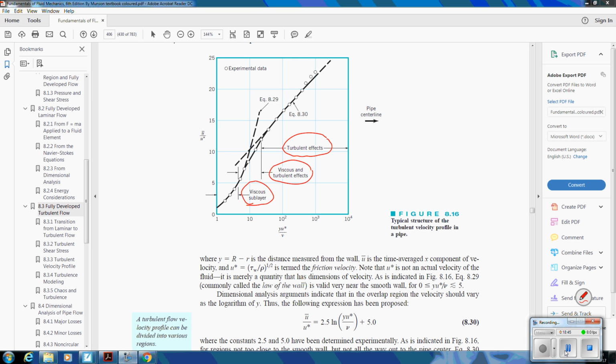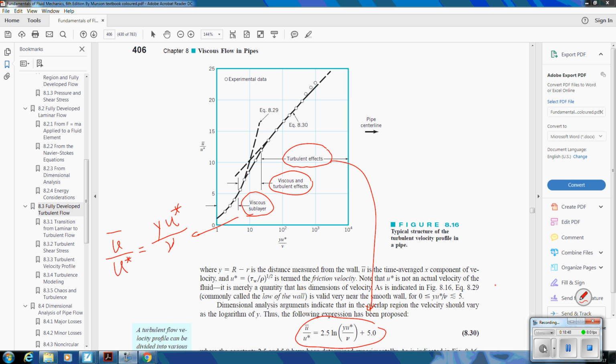And in the viscous layer, the dominating equation is this: u bar over u star equals y u star over mu. And in the viscous sublayer, we say that it is approximated to be a linear relationship. And at the outer layer, the turbulence effect, we use this equation, all right? These are all empirical studies, and all the parameters are decided by the empirical studies.